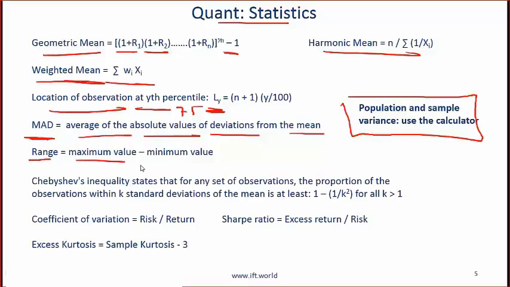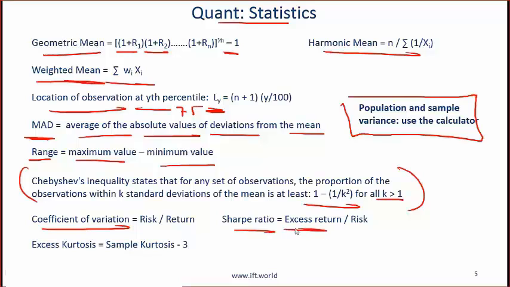The range is simply maximum value minus minimum value. And then Chebyshev's inequality. This is a type 3. It's just a formula that you need to learn. So 1 minus 1 over k squared for k greater than 1. Just know this. Coefficient of variation is risk per unit of return.